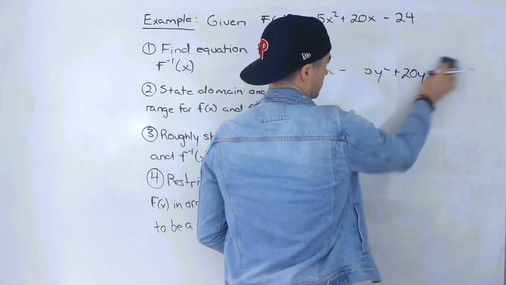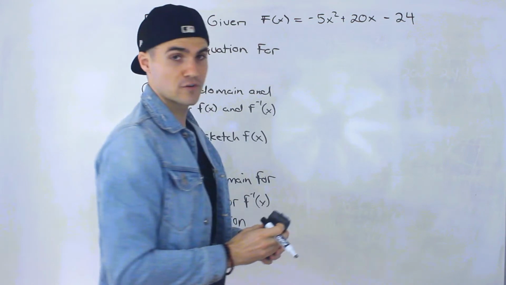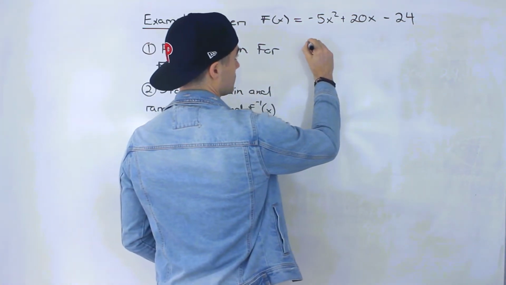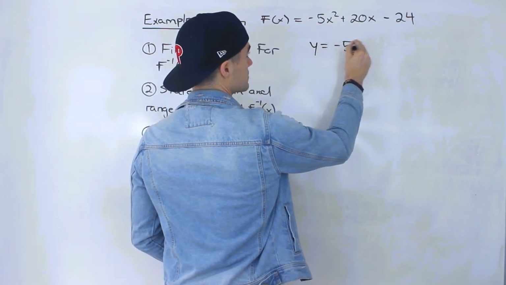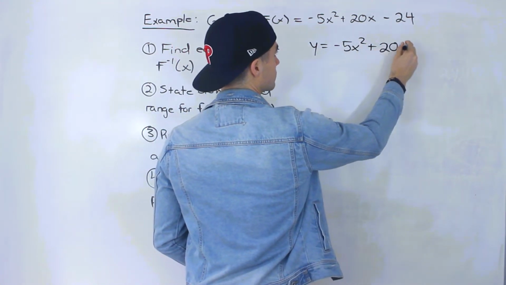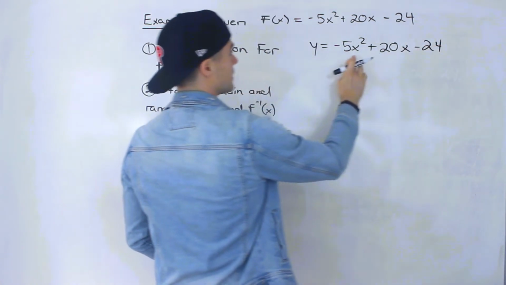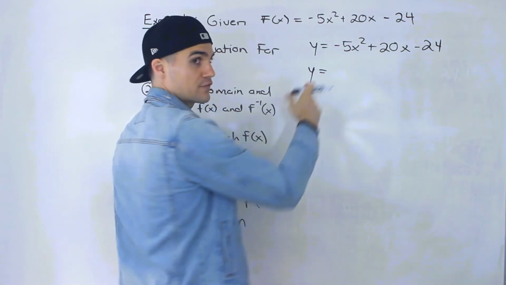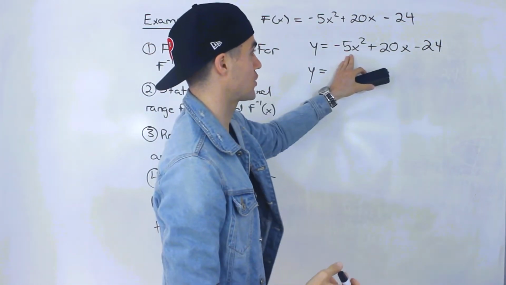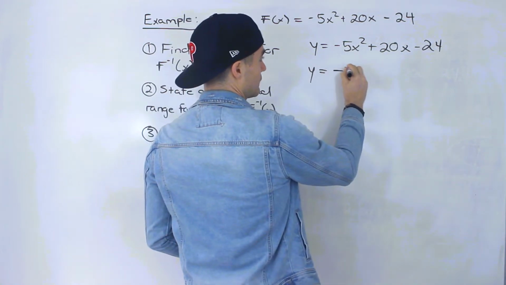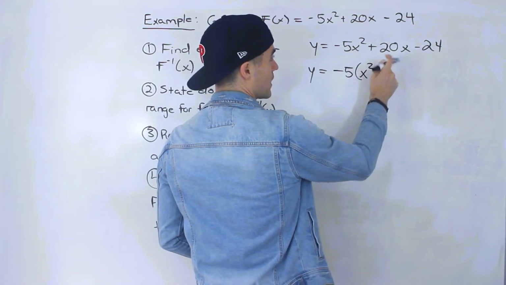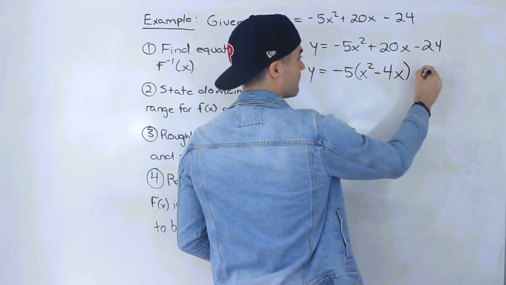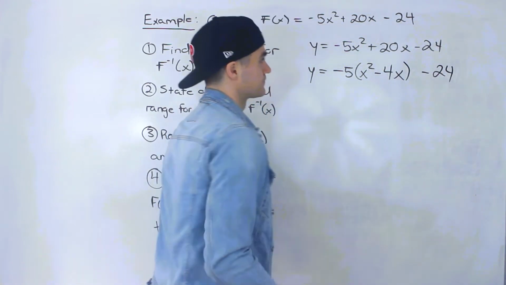So what we have to do is first convert this standard form to vertex form. Let me show you how that works. It's just a little review. The first thing you do is you take out the coefficient in front of the x squared from the first two terms. So if we take out a negative 5, we'd be left with x squared. 20 divided by negative 5 is negative 4, and we'll have an x there. And then the minus 24 we keep on the outside.